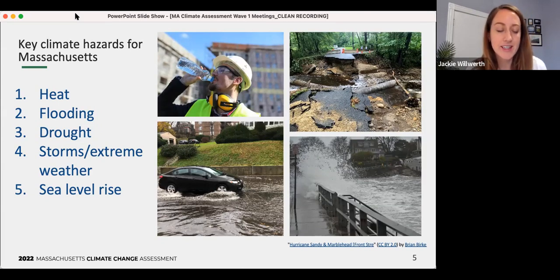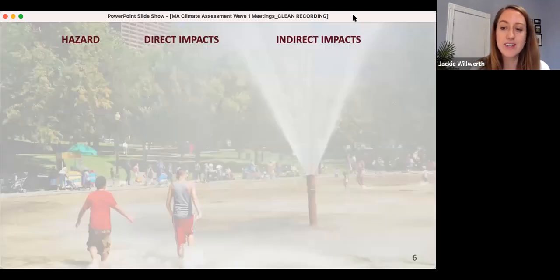For example, areas that used to flood maybe once a year on a particularly high tide may flood more frequently under sea level rise. And these hazards can also occur at the same time, which can cause even larger problems. For example, a big storm on top of sea level rise can cause even more flooding and coastal damage, or a high heat event during a drought can exacerbate those problems as well. So next we'll walk through each of these hazards and discuss some examples of the impacts caused by these hazards.